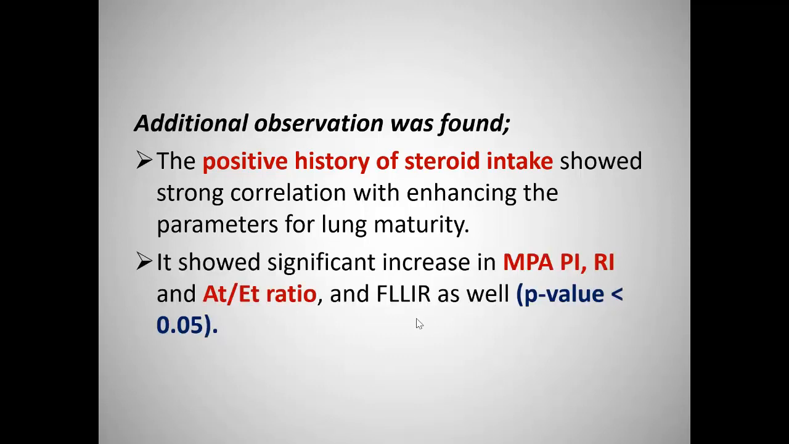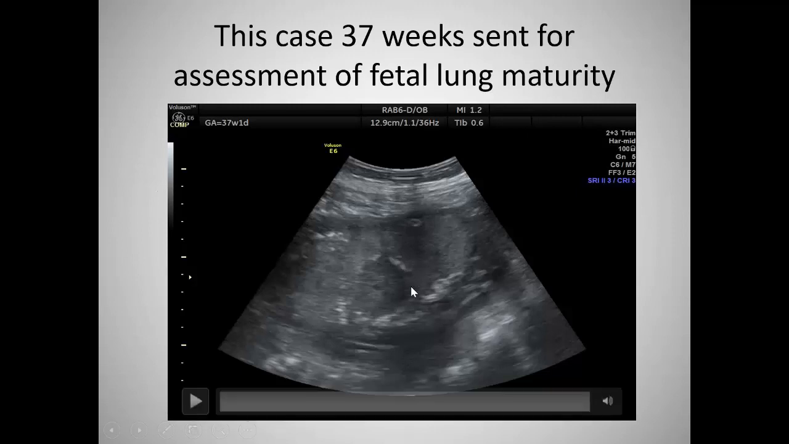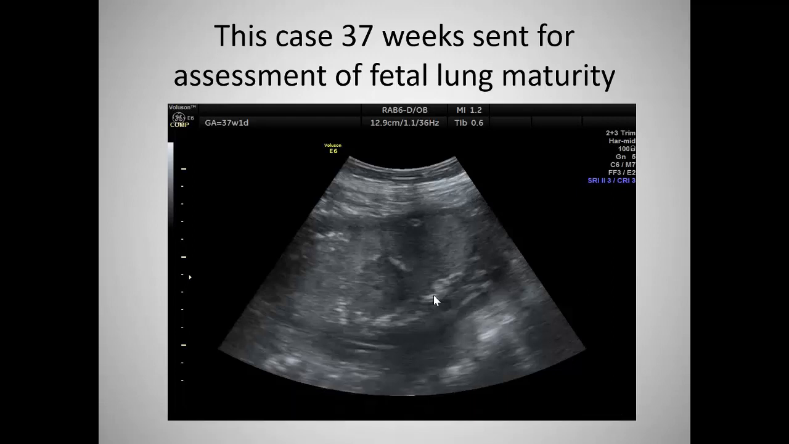During steroid intake, there will be a significant increase in the main pulmonary artery PI, RI, and acceleration time to ejection time ratio, and also in the echogenicity of the lung. Okay, then we will have some cases to see how we manage practically. We say from the literature most of the items that we could fulfill.